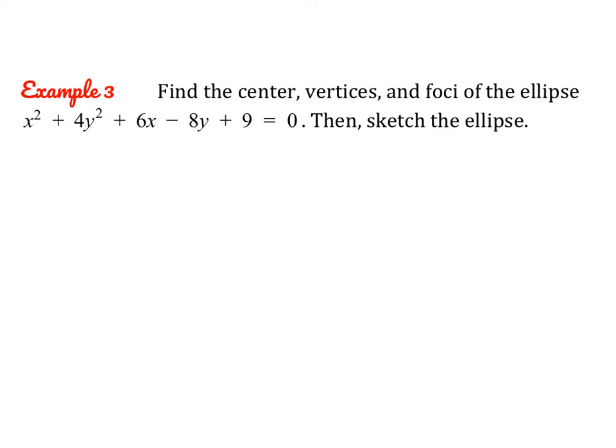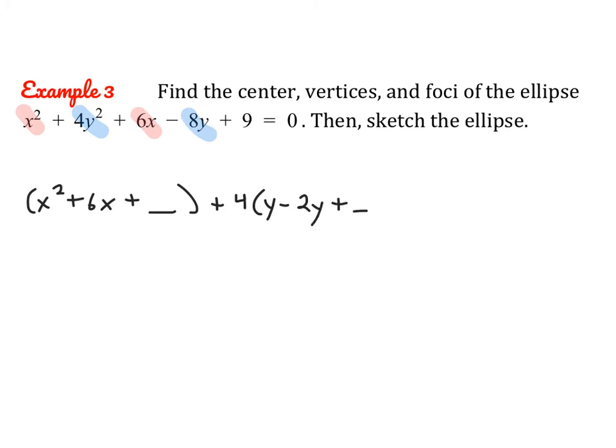So first thing I'm going to do is group together my x terms, and then I'm also going to group together my y terms. I'm going to write it like this: x squared plus 6x plus blank, and then plus. Now, when I group together my y terms, I know that when I'm completing the square, I can't have a coefficient other than 1 for y squared. So I'm also going to be factoring out the 4 at the same time. And then we have y squared minus 2y plus something. And I'm going to move that -9 to the other side.